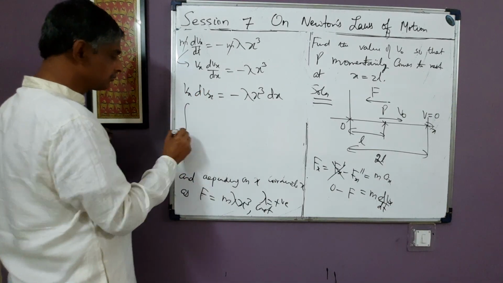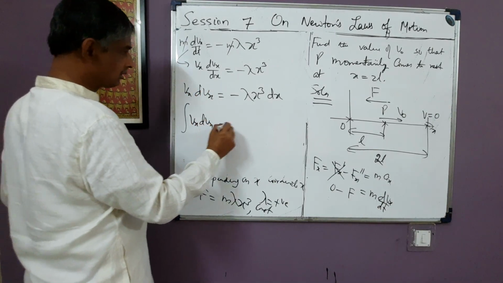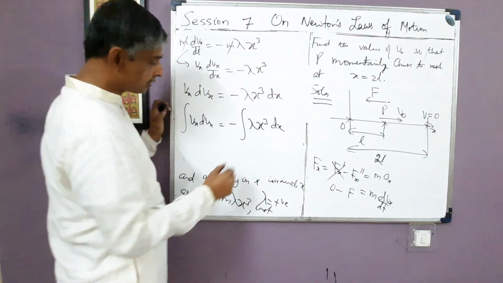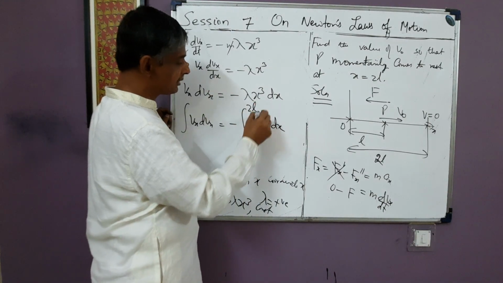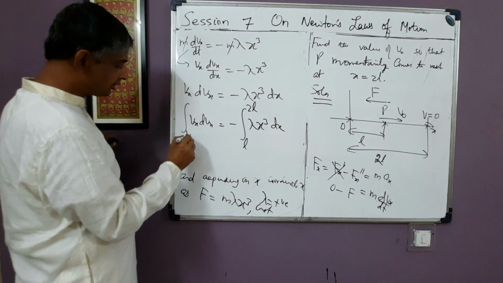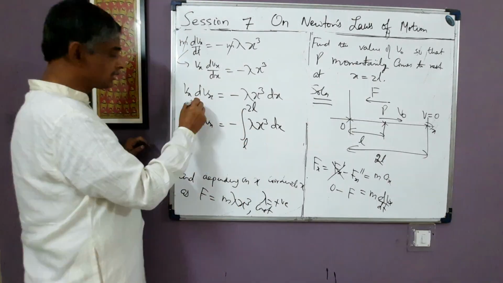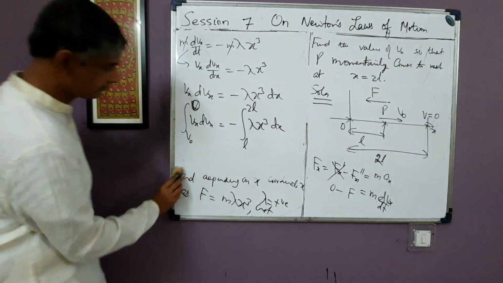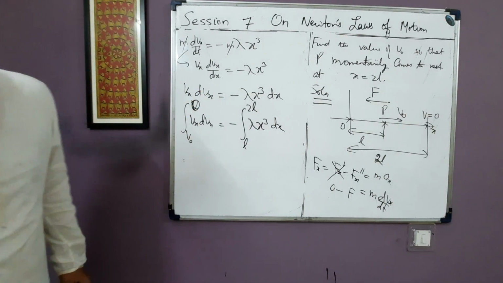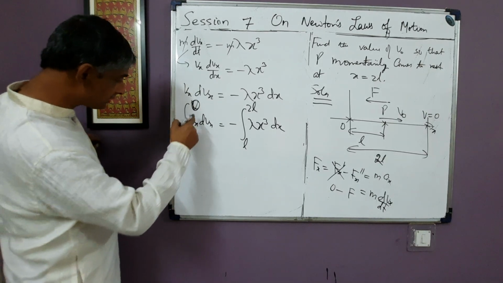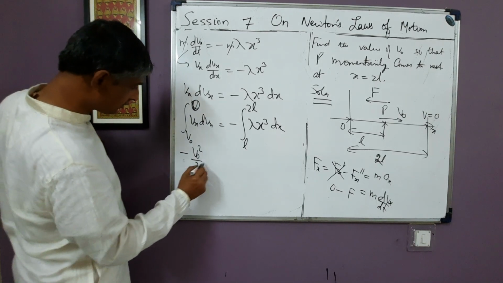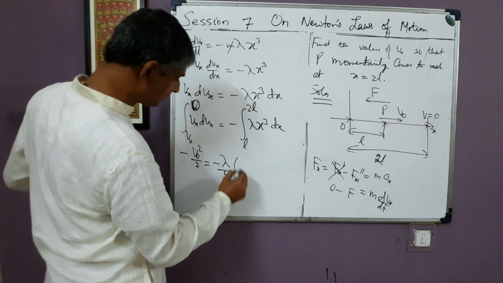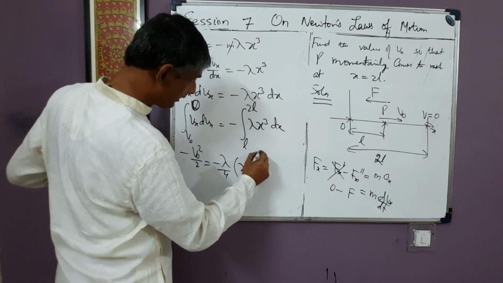Now I integrate this equation. Initially x coordinate was L, and finally x coordinate becomes 2L. Initial velocity was v naught, and when it comes to rest at 2L, v becomes 0. Upper limit of vx becomes 0. So on integration and inserting limits, this becomes minus v naught square by 2 equals minus lambda by 4 times x power 4, from L to 2L.